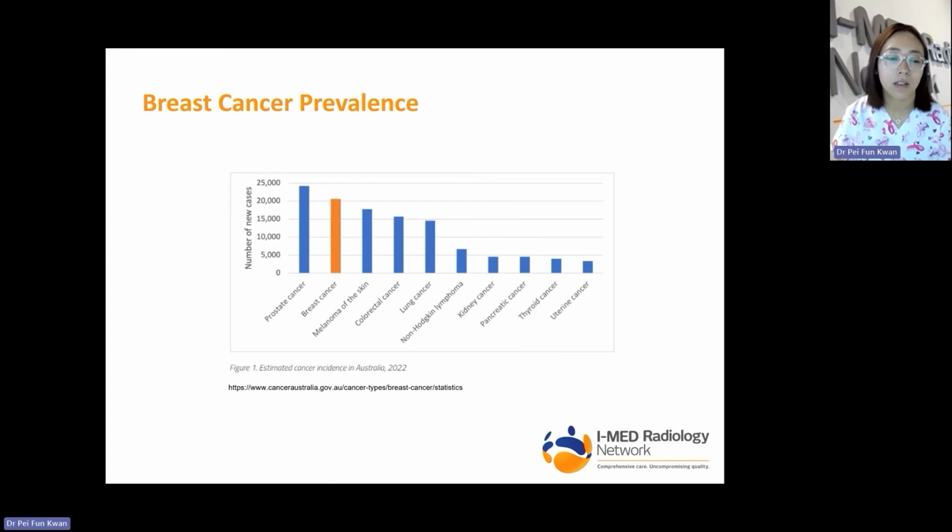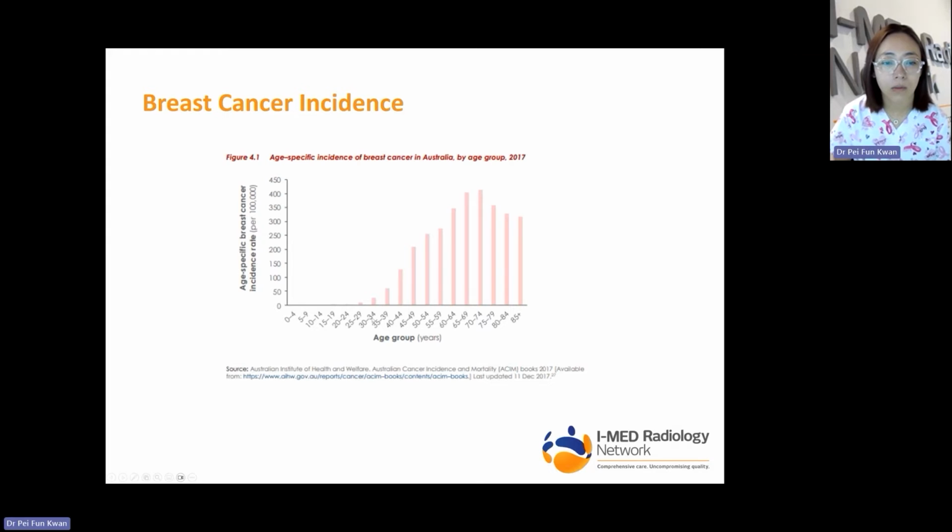Breast cancer prevalence. Breast cancer is the second most common cancer in Australia, and it is only after prostate cancer. Every year we have approximately 20,000 new cases in Australia. When we look at the incidence, you can see that the incidence of breast cancer increases with age, and it peaks around 65 to 75 years of age, and it slightly goes down with age reaching more than 85 years of age. It is estimated that 1 in 8 women will have breast cancer by the age of 85, and that's significant.